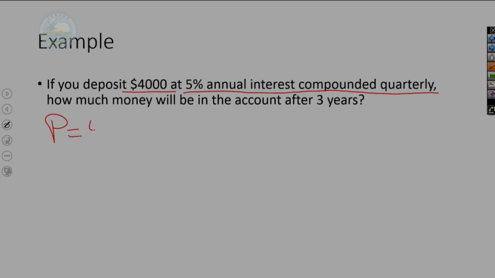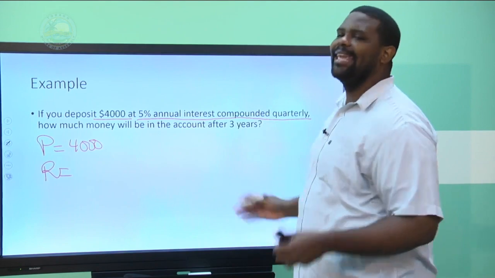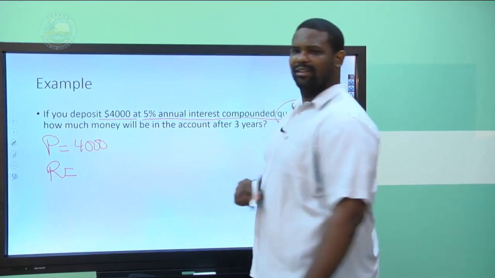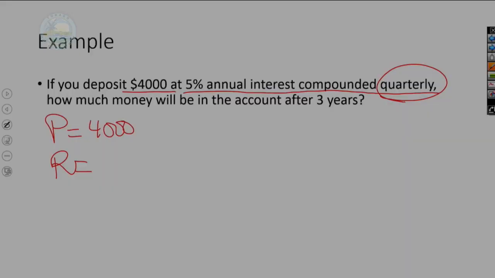So our principal is $4,000. What is our rate? Now I know we just read the question and it just sounds so confusing, right? It says 5% annual interest compounded quarterly. What in the world does that mean? Well, it means that for the year, the interest will be 5%. However, the compounding period is not per year. The compounding period is per quarter. So it means that we have to find our rate per quarter. How much is a quarter? A quarter is every 3 months or 4 times a year. So if the annual rate is 5%, then it means that the quarterly rate is 1.25%. A quarter of the annual rate. Yeah? Cool. Now, how much money will be in the account for 3 years? Now, what is the time?